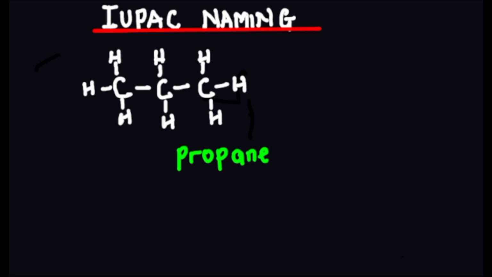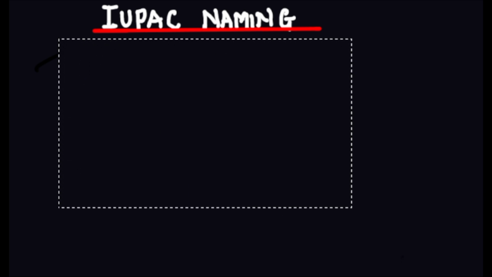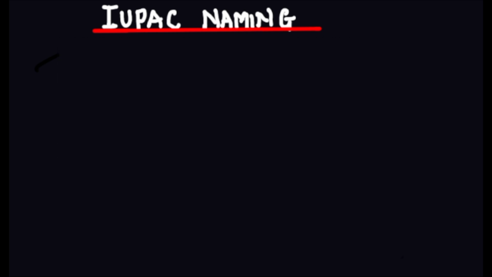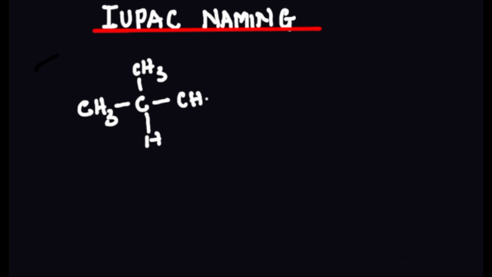Now let's check another case that we have. Suppose we are given another compound, CH3. We have H3 here, then hydrogen here, then CH here, followed by a double bond, CH2.